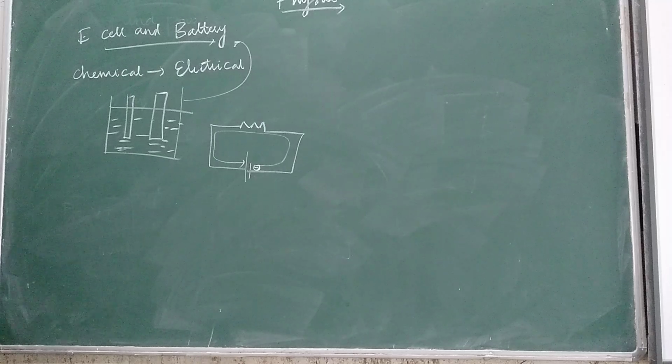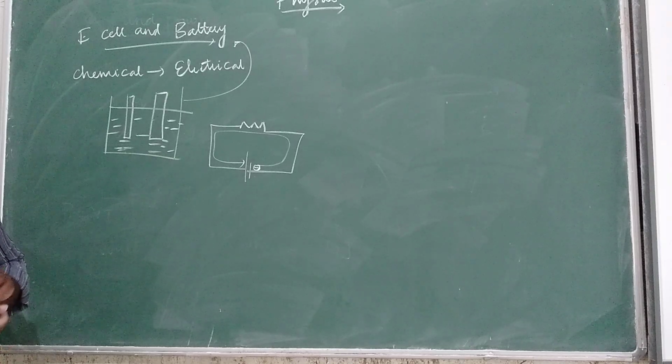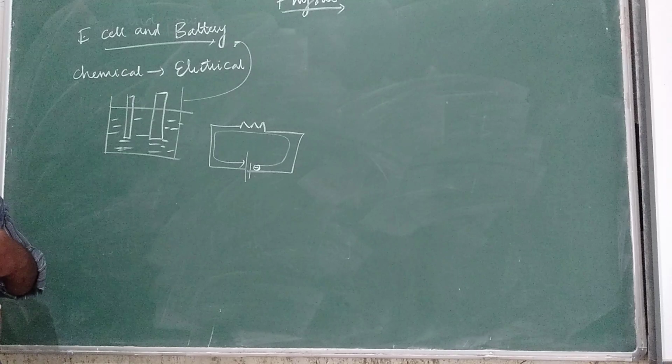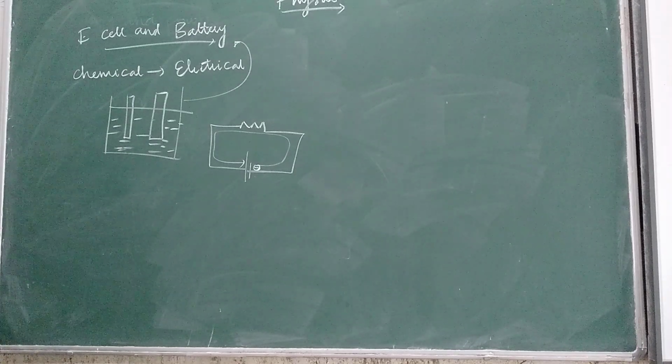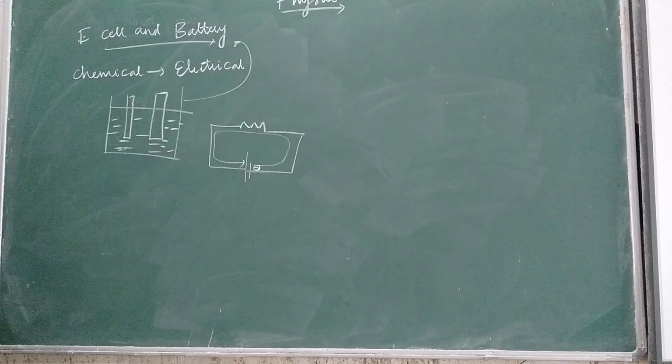When a cell or a battery is connected to a circuit, it means the electrons move from the negative terminal to the positive terminal of the battery.